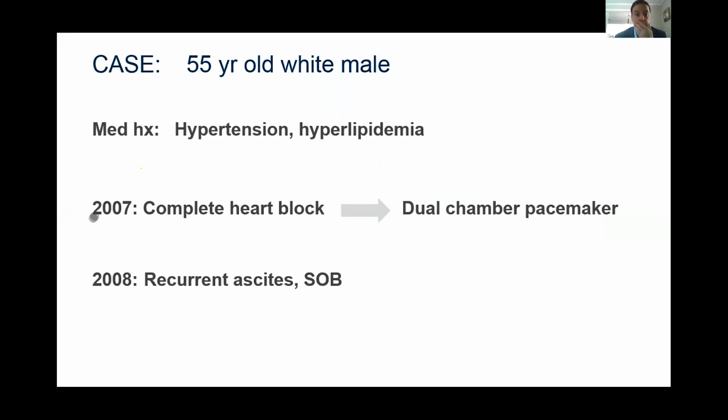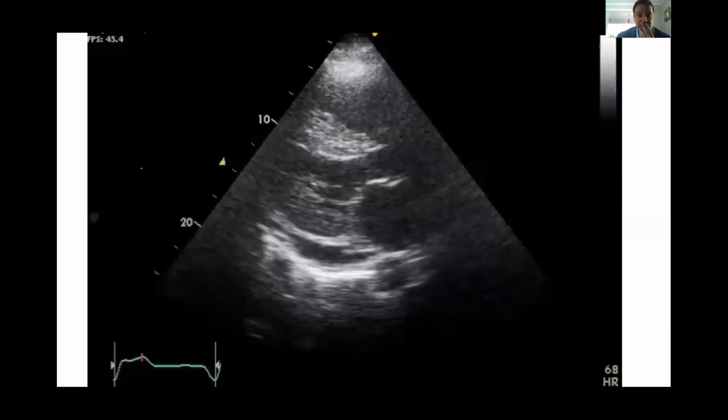A 55-year-old white male, history of hypertension and hyperlipidemia. In 2007, at an outside hospital, he was diagnosed with complete heart block. They didn't know why. They put in a dual chamber pacemaker. By 2008, he was having recurrent ascites and shortness of breath and was getting a GI workup. We were consulted. Here's his echo.